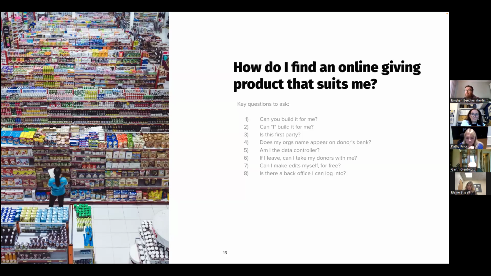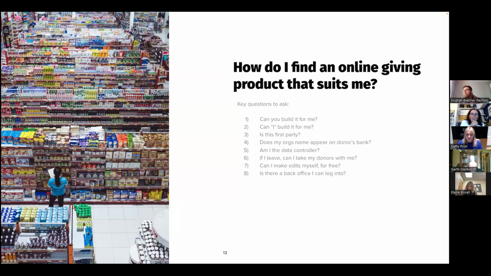The second question is, can I build it for me? As good as it is to have support from a company to build something, you also want to make sure you have access yourself, because if you don't have access yourself, then what's happening is called gatekeeping. And what happens with gatekeeping is if you can't make edits yourself, companies will charge you to do it on your behalf, and that means your budget will spiral out of control. So you want to be able to have support, but you also want to be able to access things yourself so you can make simple changes without delay or without cost.